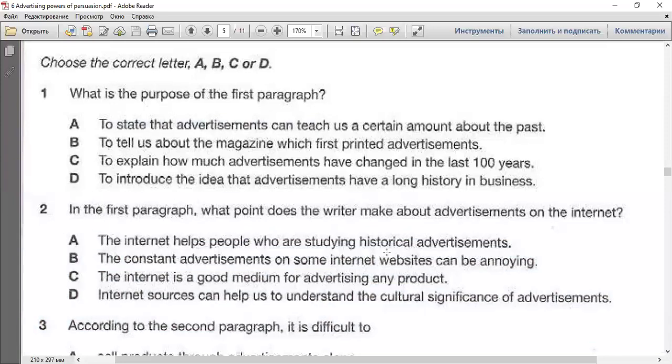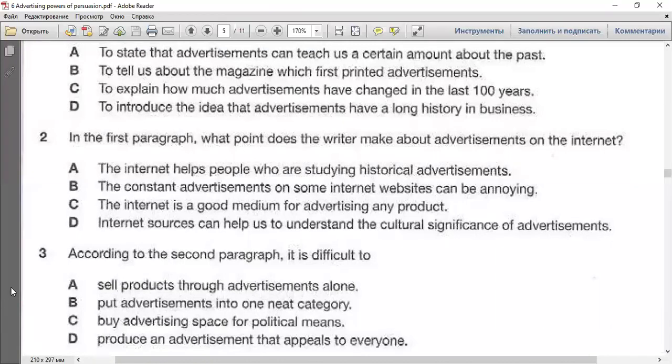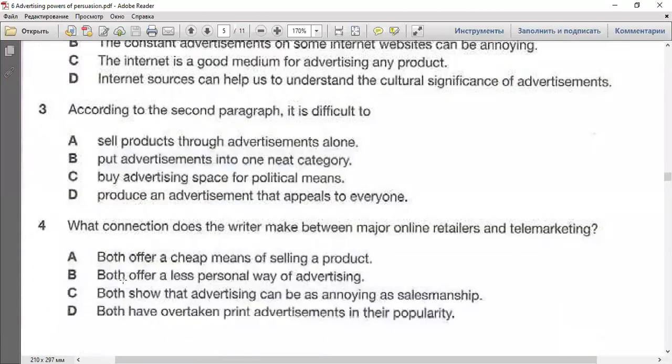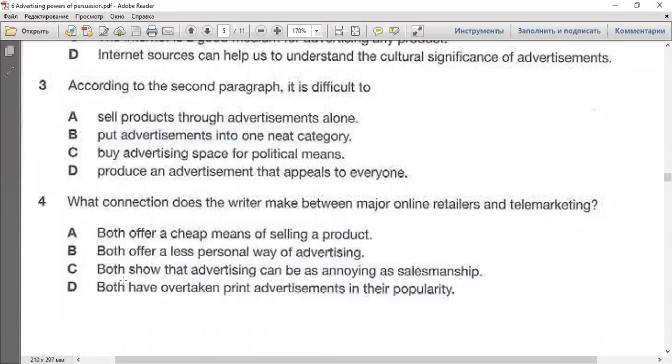Then number 3, that's according to the second paragraph, it is difficult to. The answer is B, put advertisements into one neat category. And number 4, what connection does the writer make between major online retailers and telemarketing? Number 4, that's C, both show that advertising can be as annoying as salesmanship.